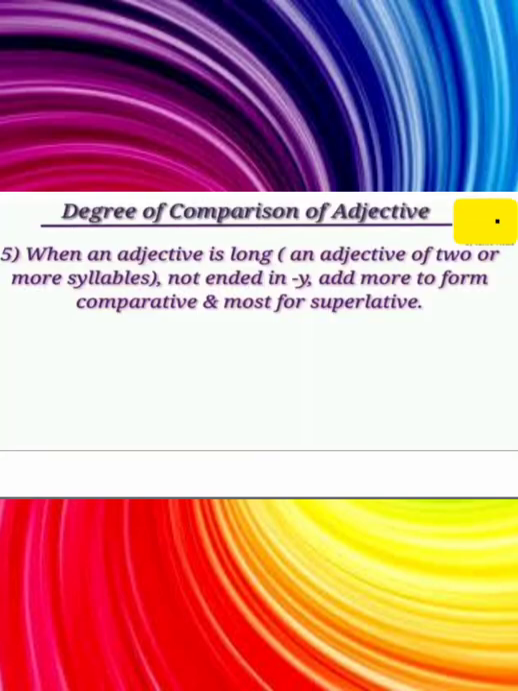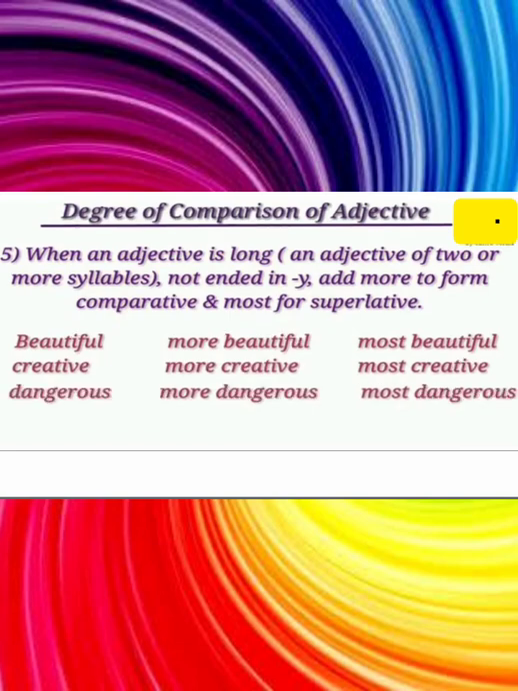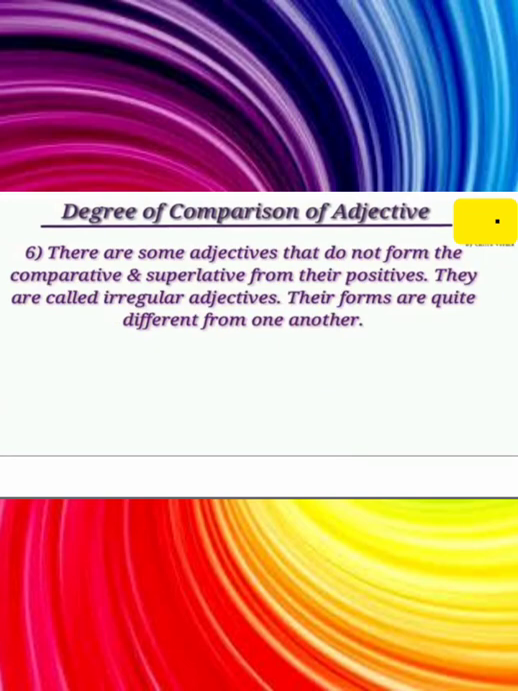So adjectives that have two or more syllables, we add more in the comparative form and most in the superlative form. You can see in the example, beautiful, more beautiful, most beautiful. Creative, more creative, we are adding more in the comparative form, and most creative, we are adding most in the superlative form. The next example, dangerous, more dangerous, most dangerous. Now we'll move into the next rule, that is rule number 6.